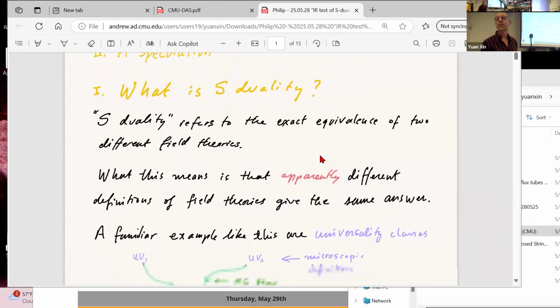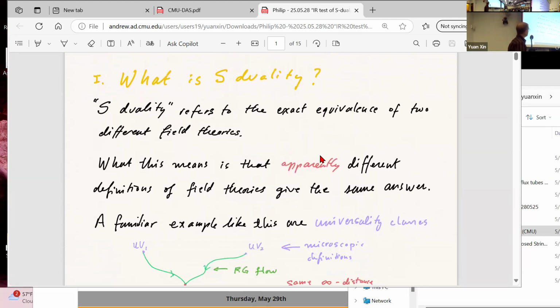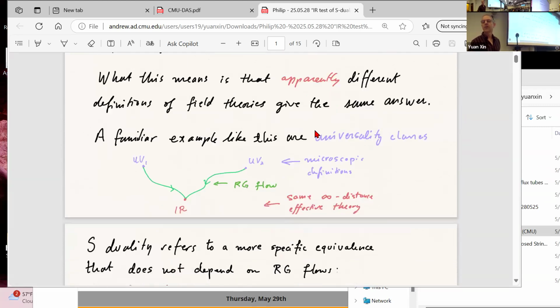So what is S-duality, first of all? S-duality refers to the exact equivalence of two different field theories. So what do we mean by that? Well, something psychological. You thought that they were different theories and they turn out to be the same. So I'd like to describe this in a more intrinsic way. So let me motivate it as follows.